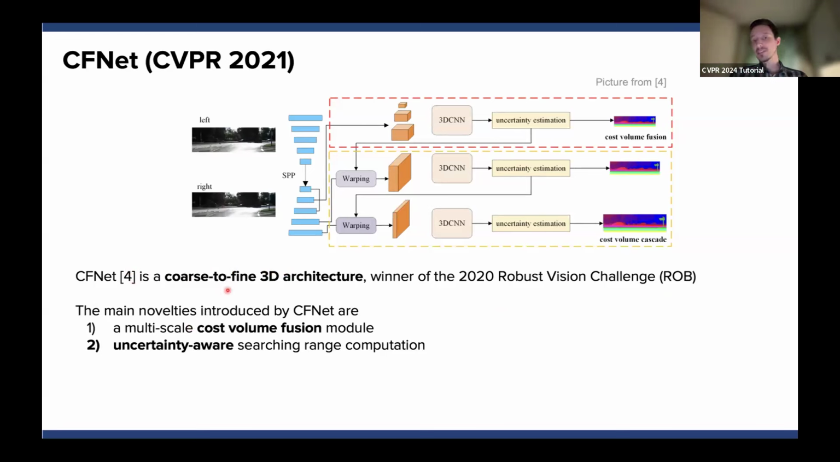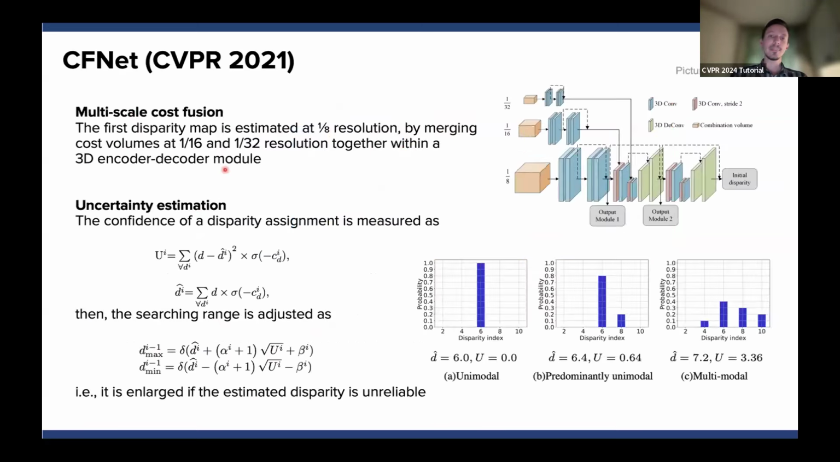With respect to a classical coarse-to-fine structure, of course made of 3D modules, the main novelties introduced by CFNet are the fusion of multiple cost volumes across different resolutions and the modeling of the uncertainty for each of the disparity maps predicted at the different resolutions. This uncertainty is used to adjust the search range being used at any of the levels in the pyramid. Just to be a little more precise, the very first disparity map predicted by CFNet was predicted at 1/8 of the resolution, but this was also obtained by merging some cost volumes obtained at an even lower resolution. So they got 1/16 and 1/32 resolution cost volumes that were combined together and processed by a 3D encoder-decoder module.